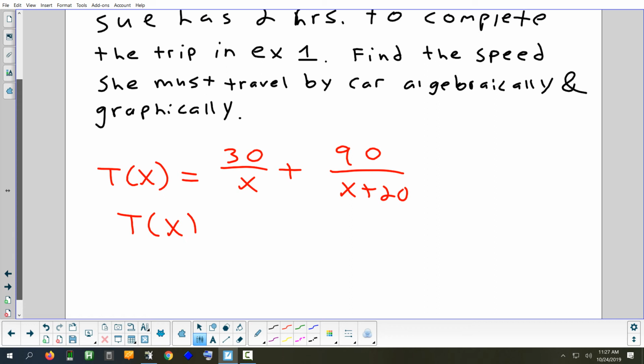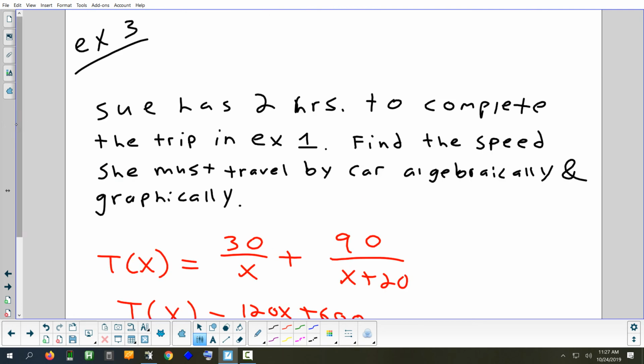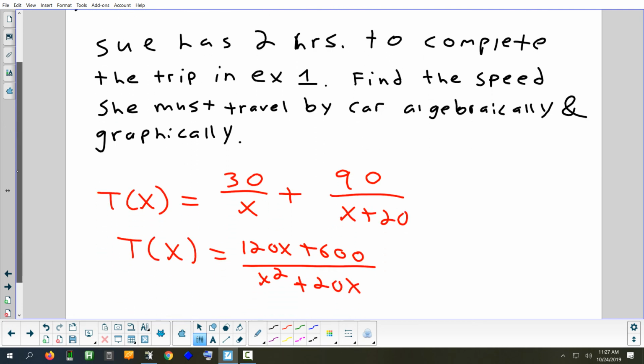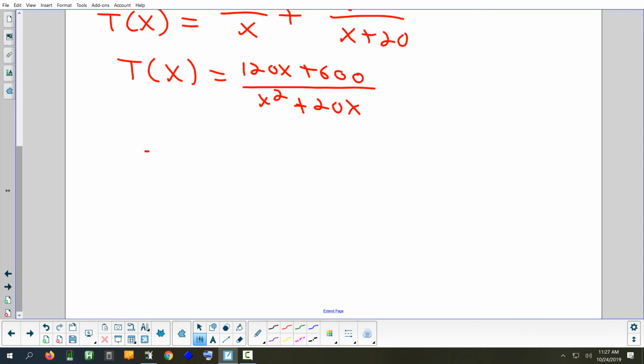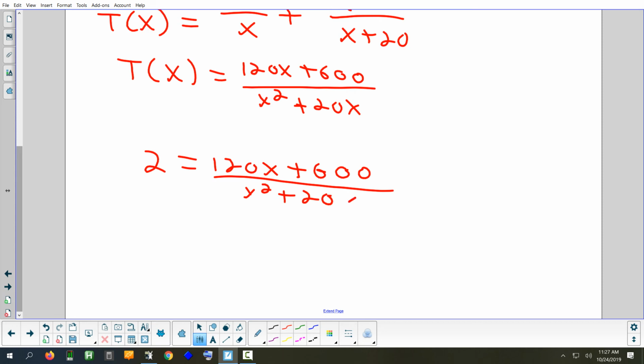And I think to do this, it's actually going to be easier to put it back together. So what was it, 120x plus 600 over x squared plus 20x? What we had? Okay, so how would I solve for x? T of x equal to. Yeah, make t of x, put in a 2. 2 equals 120x plus 600 divided by x squared plus 20x.